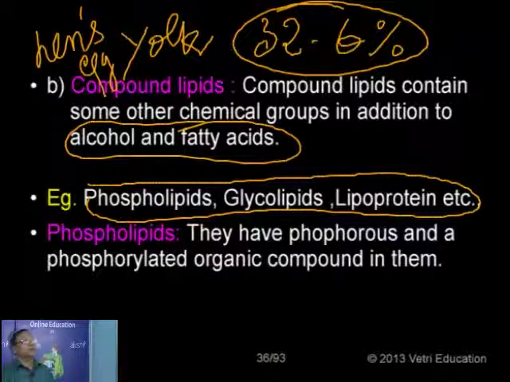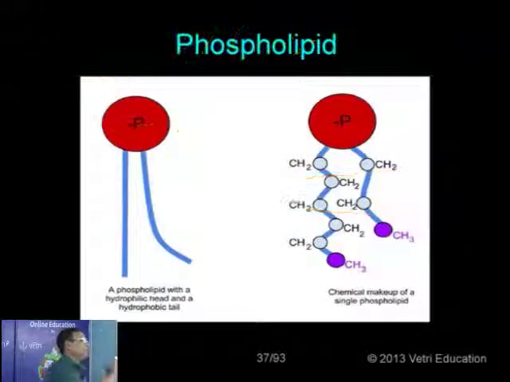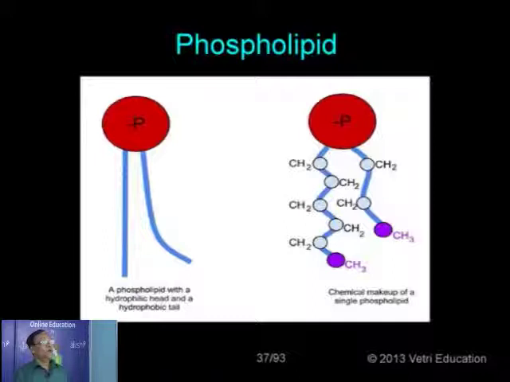Now, phospholipids, one example. The name itself implies that, in addition to the fatty acids and glycerol, we have phosphorus. They have phosphorus and also a phosphorylated organic compound in them. Now the best examples, you have to bear this in mind. One person asked a question about what is the nature of the head and what is the nature of the tail in the case of any fat, and I already answered that.